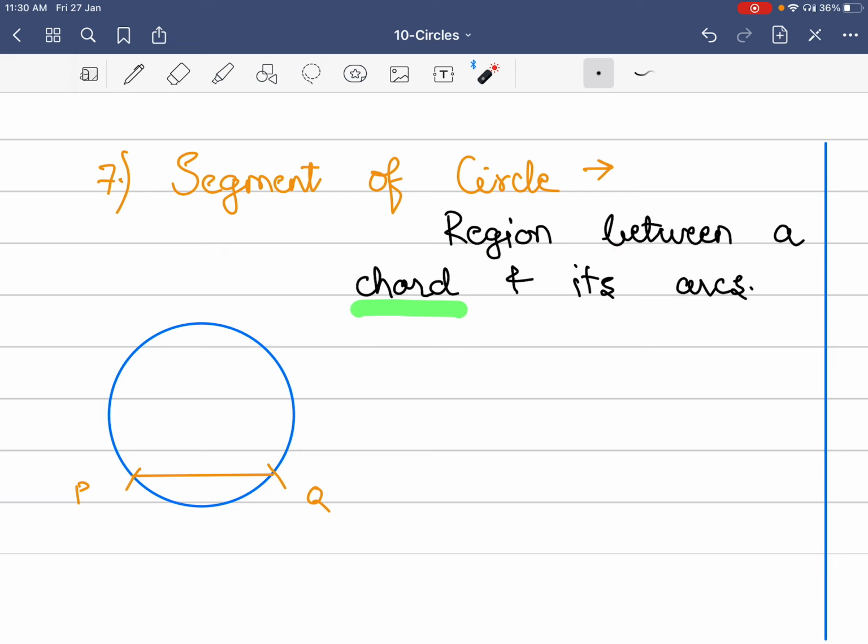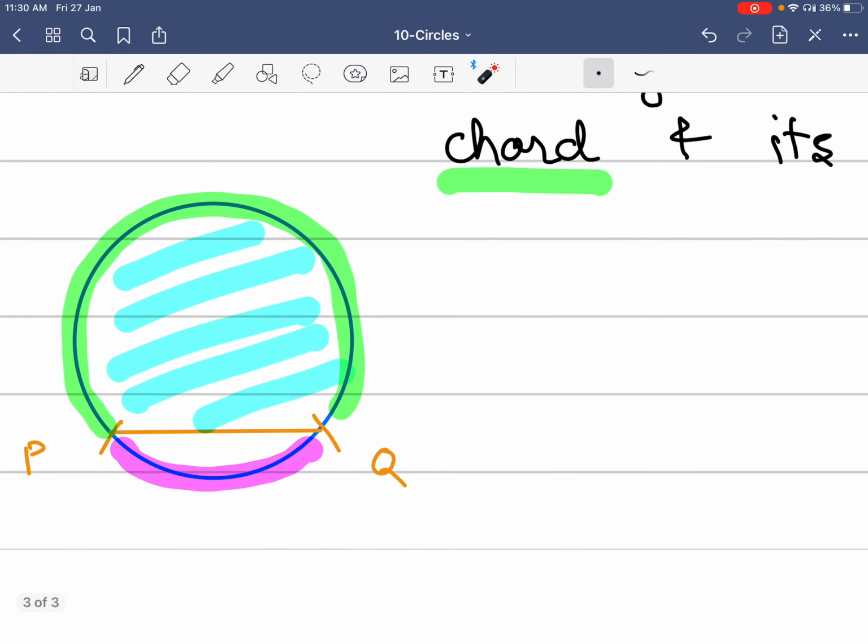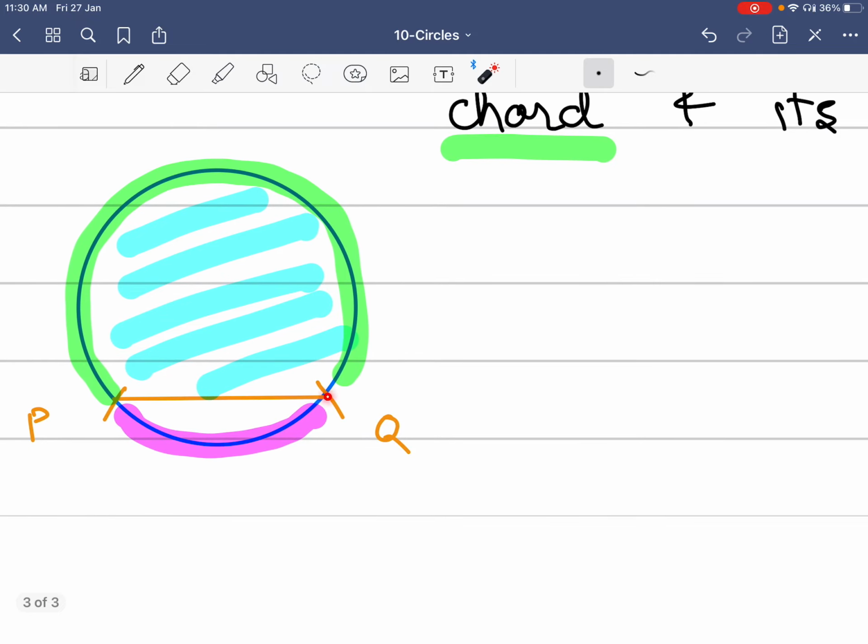Now we have seen in the previous video that these 2 points also divide the circle into 2 arcs. What are those 2 arcs? One is this major arc, and one is this minor arc. Now the region between the chord and its arcs is called a segment of a circle, which means, I'm going to use this highlighter. So this is one segment of a circle, because it is the region between this chord PQ and this major arc.